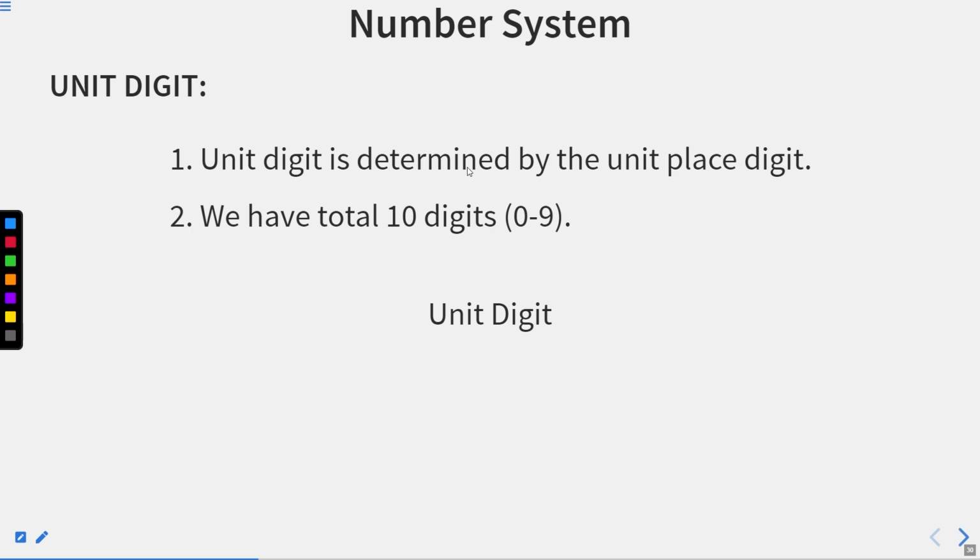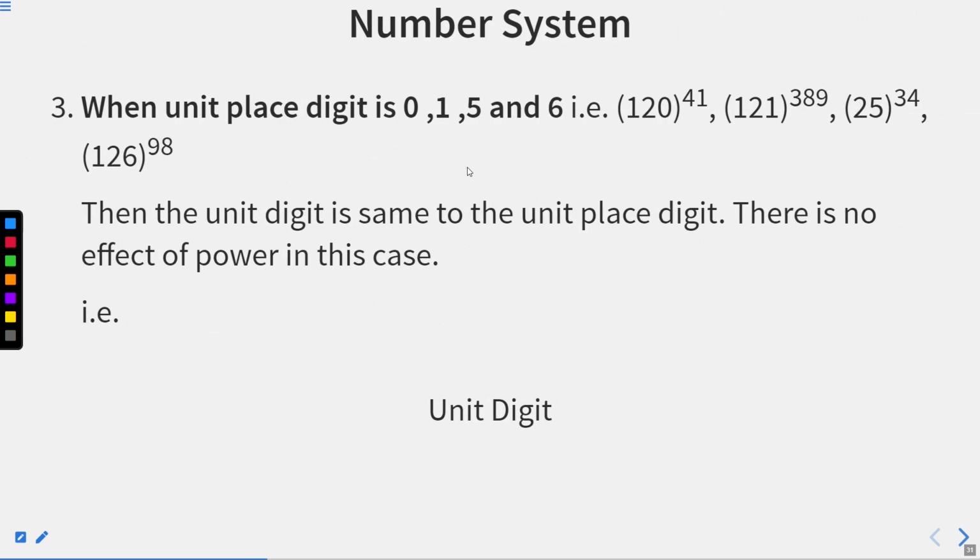Okay. So now we are going to see how to identify the unit digit. A large number will be given to you, like 133 to the power 1000. How do you know the unit digit of that number? One way is to just go on solving it, but that's not feasible at all. So how do we do it? Let's see. When the unit digit is 0, 1, 5 or 6, take the number 120 to the power 41. In 120, the unit place is 0.